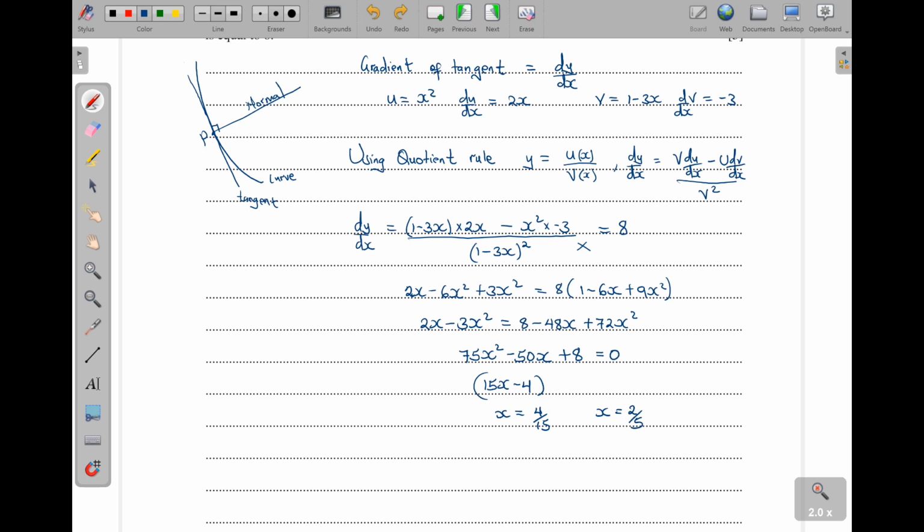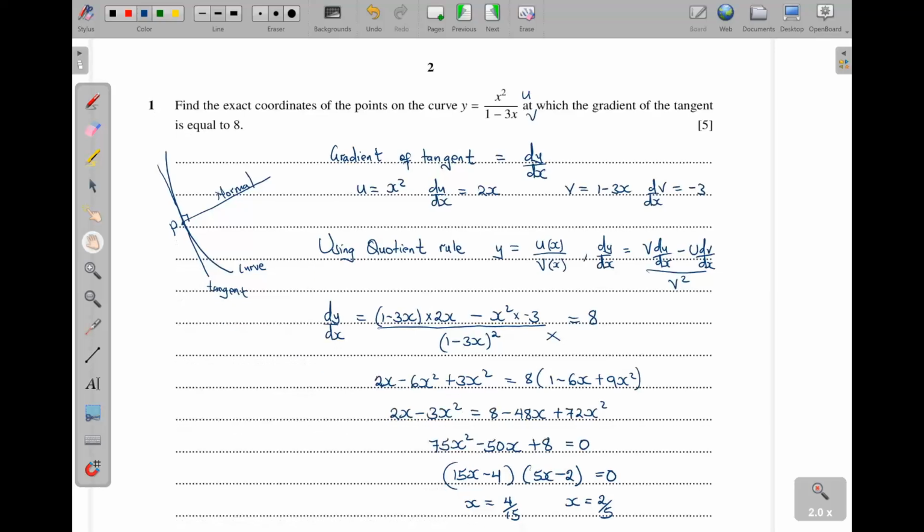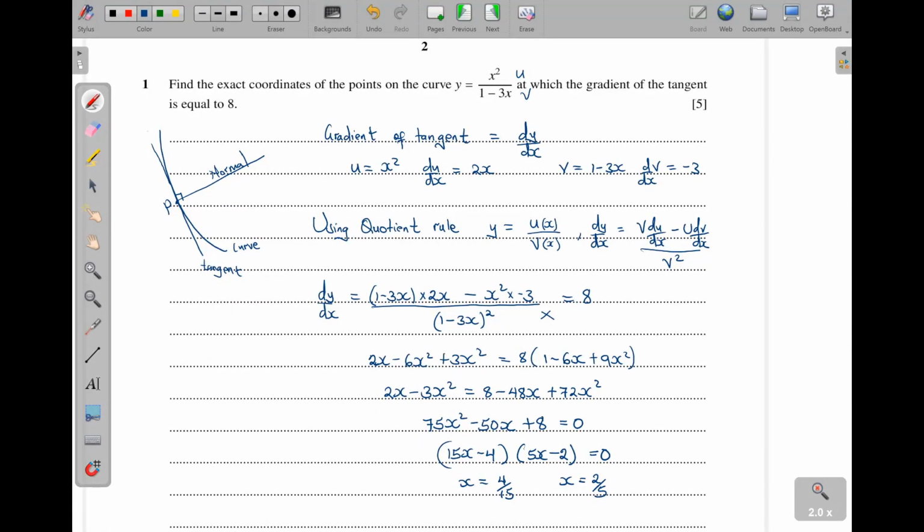Okay, we are going to have 5 of x, then bring the 2 here. It will give us that minus 2, which is equal to 0. Now they said that we find exact coordinates of the points. So meaning the point is not 1, okay?